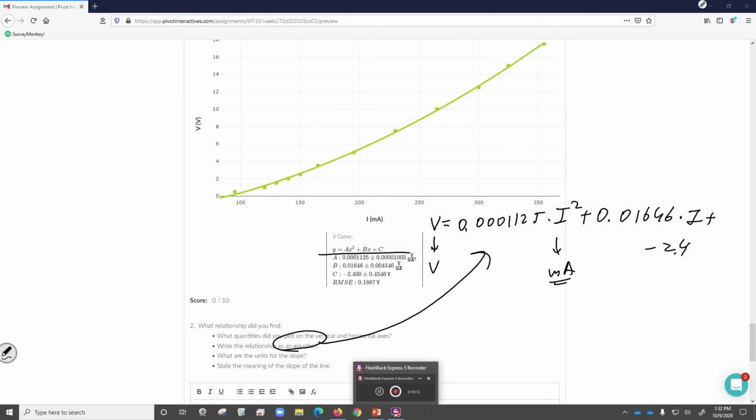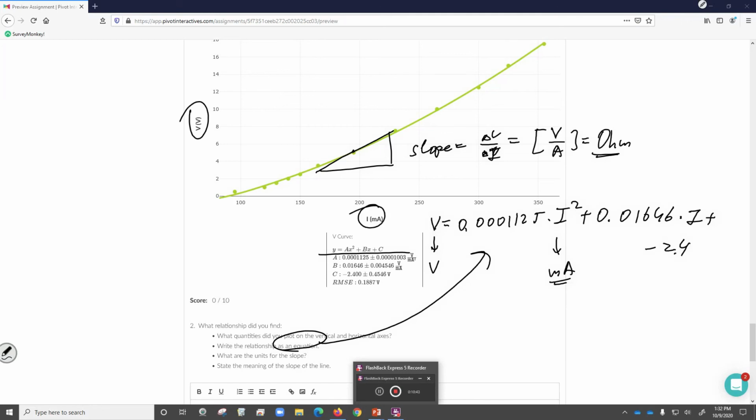And what are the units of the slope? Well, first of all, the slope of the line can always be found as rise over run. So it's going to be delta V over delta I. So in units, it's going to be volts over amps, or ohms again. The unit doesn't depend on the line. The unit depends on the units of your axes.